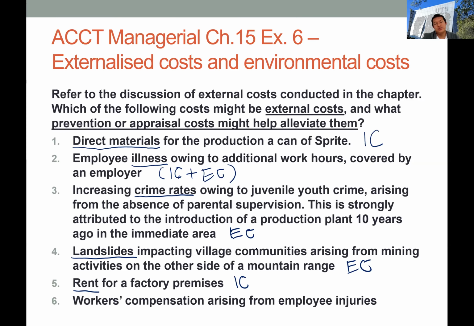Okay, and then workers' compensation arising from employee injuries. Because of some accident in the working area, the workers or the employees need to get some medical treatment, and the company gives some compensation. I think the portion that the company can reliably measure should be reported as an internal cost, and the portion that cannot be reliably measured should be categorized as an external cost. So this one is both internal cost and external cost.